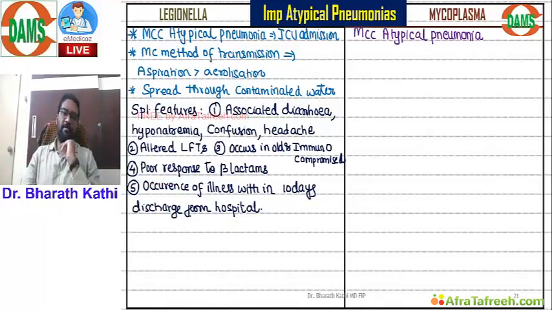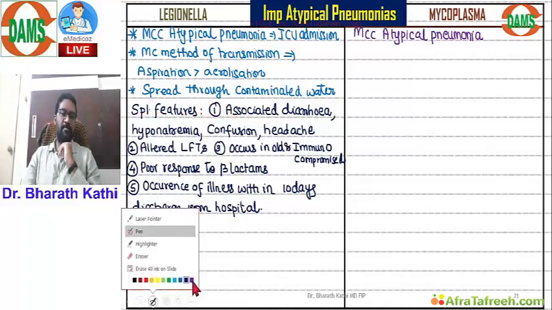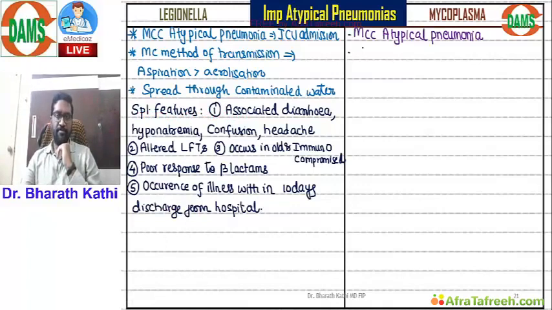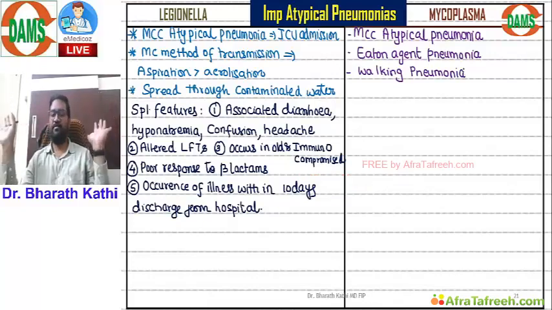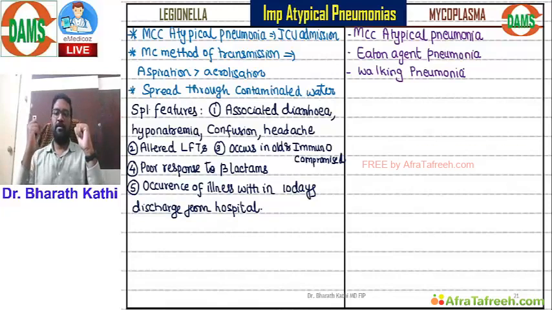Now let us also see few salient points about Mycoplasma pneumonia. So Mycoplasma, after the name of the scientist, it is also called as Eaton agent pneumonia, and it is previously called as walking pneumonia. Now what is this walking pneumonia? Whenever a patient develops some lung infection, because of the severity of illness, majority will be taking bed rest. Now Mycoplasma causes pneumonia, but it is very mild.